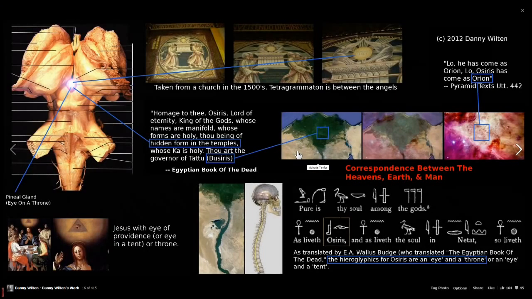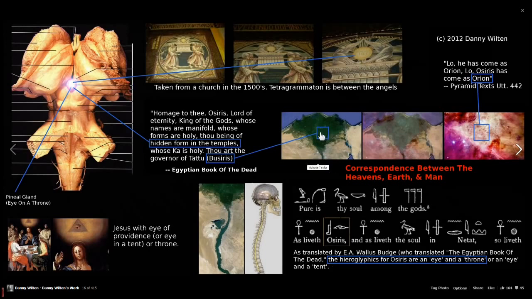Now, the ancient Egyptians somehow knew about this microcosm to macrocosm. And that's the reason why in Pyramid Text 442 they said, "Lo, he has come as Orion. Lo, Osiris has come as Orion." And what we looked up is that the Osiris hieroglyph is an eye and a throne. And that eye and a throne actually turned out, through the alchemy that we've seen so far, to be basically the pineal gland. And we've gone through all the parts and everything. So review parts 1 and 2 if you need to see that.